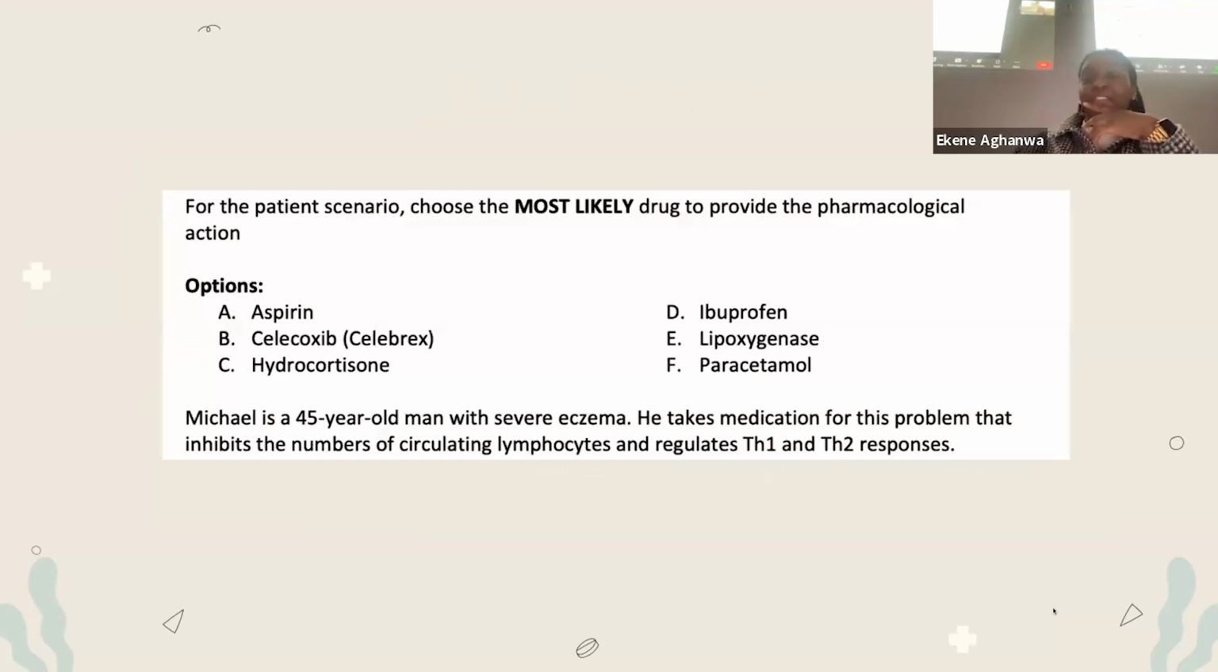Okay, we have another question. Michael is a 45-year-old man with severe eczema. He takes medication for this problem that inhibits the number of circulating lymphocytes and regulates Th1 and Th2 responses. What is the most likely drug? So pretty much, what drug do you use to treat eczema, mainly?